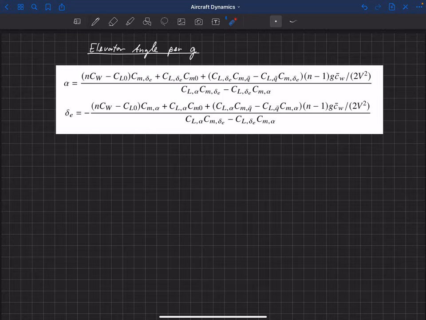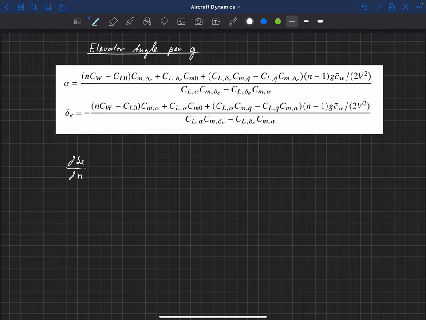This trim equation actually gives us some really interesting information. It leads us to something called elevator angle per G. So the elevator angle per G is a measure of the maneuverability of the aircraft. And that is defined as the change in elevator deflection per unit load factor. Those load factors we usually put in terms of G's.